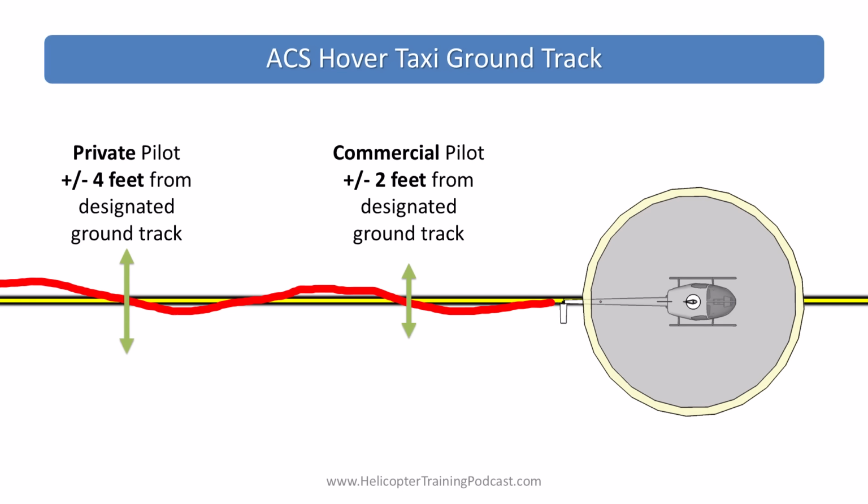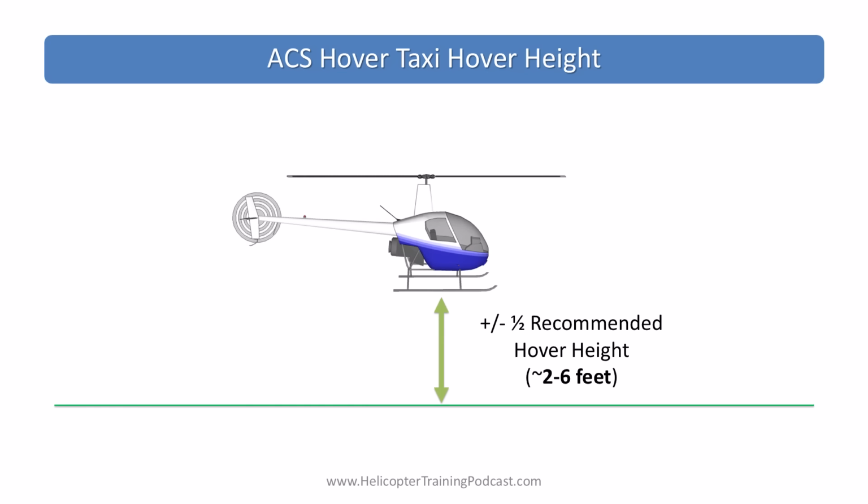As for the assessment of aircraft control in a hover, the key numbers are these. First of all, you have to be able to hover along a straight line within 4 feet of the line, or 2 feet for commercial. You have to be able to maintain a hover altitude within half of the recommended hover height. That would depend on the helicopter, but for a light training helicopter, we're really talking about somewhere between 2 to 6 feet.